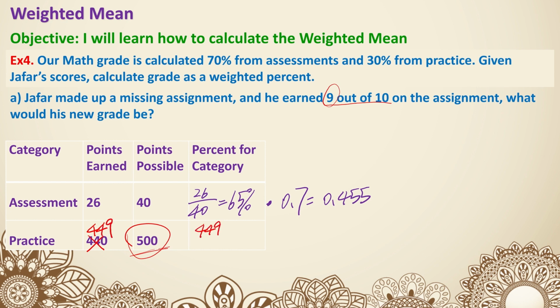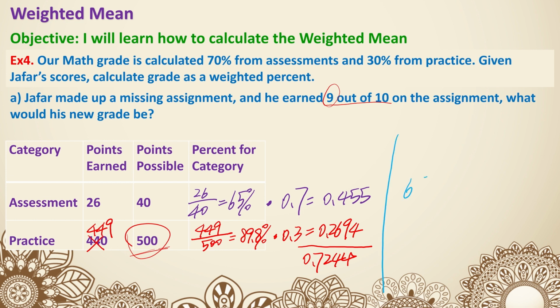So 449 divided by 500 is going to be 89.8%. I'm going to multiply that by 0.3, not just by 3, it's by 0.3. And that will give us 0.2694. My suggestion is, in the process, never actually round these answers, only round them at the very end. Okay? So you can add them together, which is going to give you 0.7244.